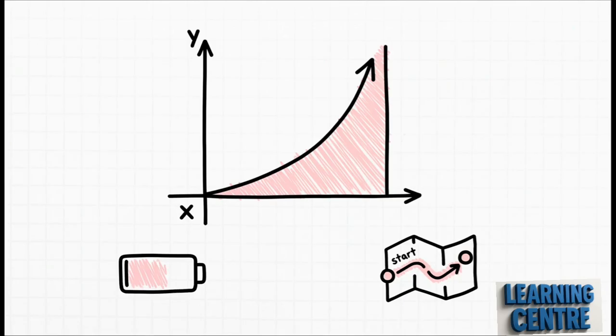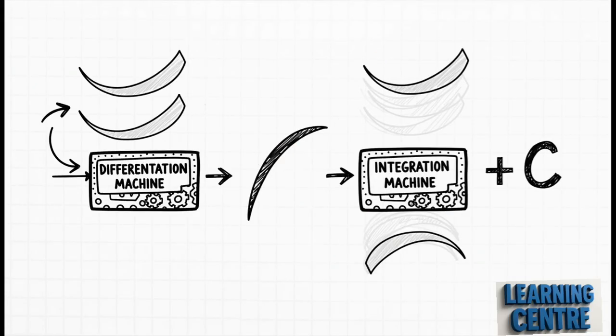Well, integration is all about finding total amounts. It's probably most famous for finding the area under a curve. And let's go back to our car analogy. If you have a graph showing its velocity over time, integration can find the area under that graph, which just so happens to be the total distance the car traveled. Pretty neat, huh?